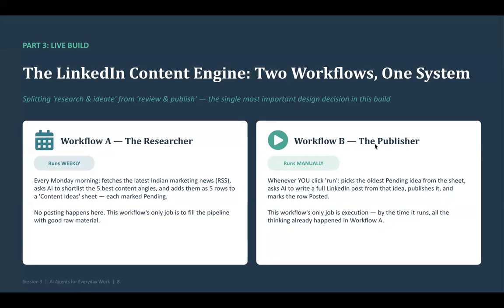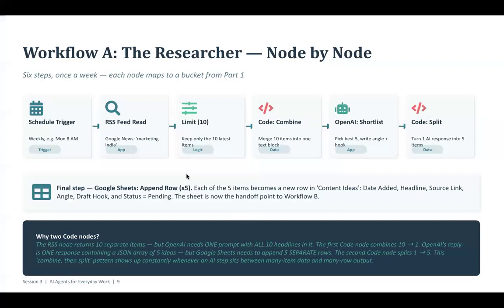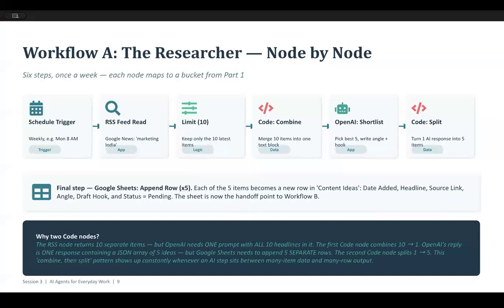Then workflow B is the actual publishing part, where you click run and it will actually post on your LinkedIn. It'll generate a draft that looks good and is well written according to the data on the Excel sheet. So workflow B depends on workflow A's Excel sheet. Okay, so this is workflow A.